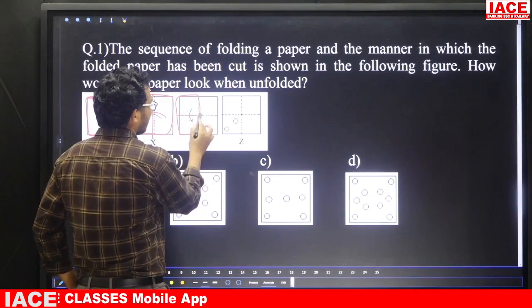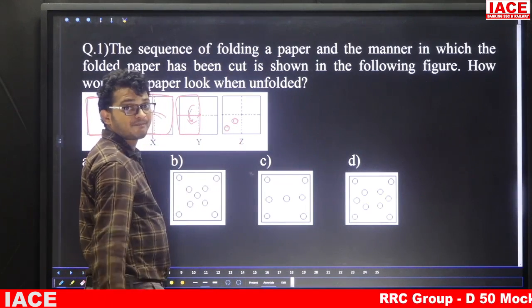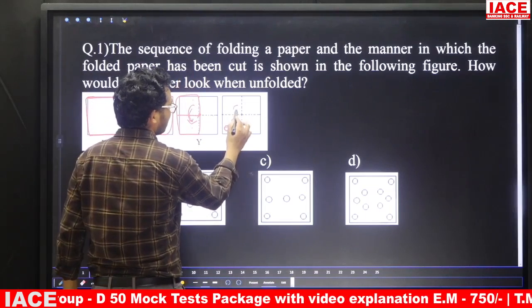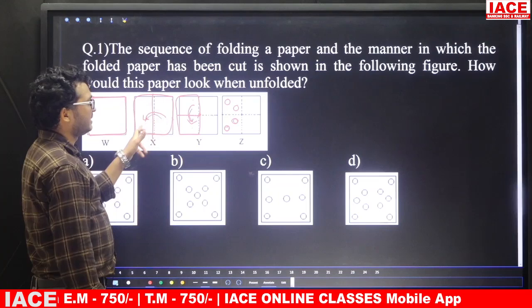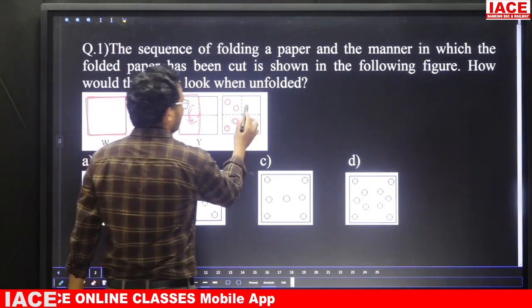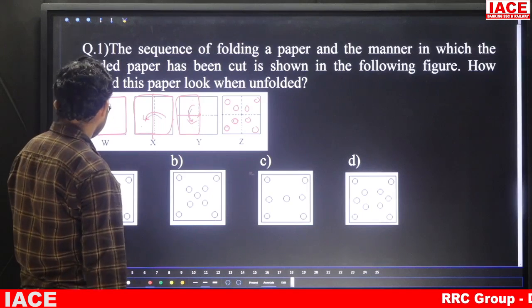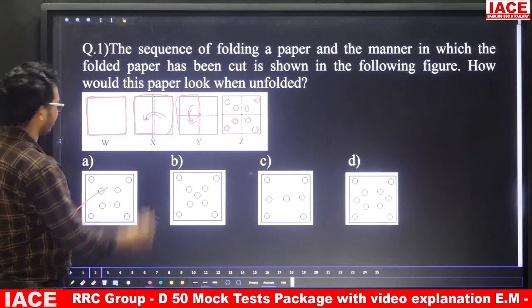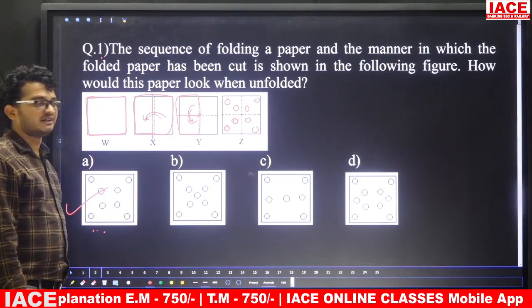Again divided into two parts, top is folded to bottom. In this bottom part they have given two circles as a cut. Here folding is from top to bottom, so unfolding is from bottom to top. Bottom to top means here a circle, here also a circle. Here folding is from right to left, so unfolding is from left to right. Left to right means this one will fall like this. So which of the following figures is like this? Check once. Option A is the same as the given figure. So the answer is option A. So question number 1 answer is option A.